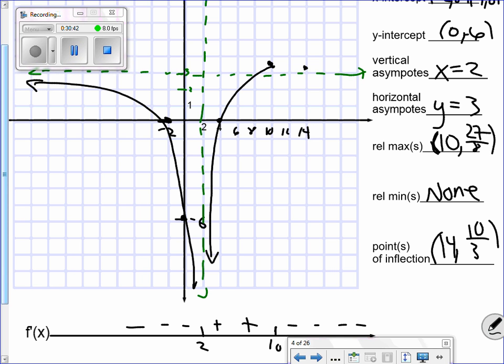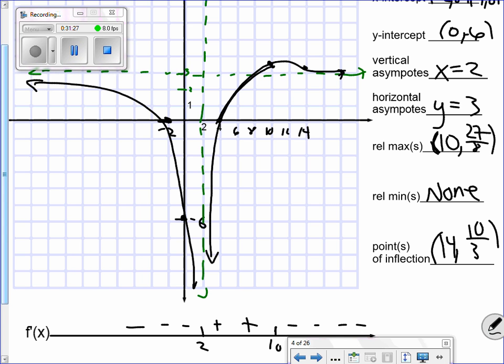Now, between 10 and 14, what's the graph got to do? Decreasing and concave down. This is hard to do because we have such a little space. And then when it gets to 14, it's still going to keep decreasing, but what happens to the concavity? Concave up. So the concavity changes there. How cool is that?